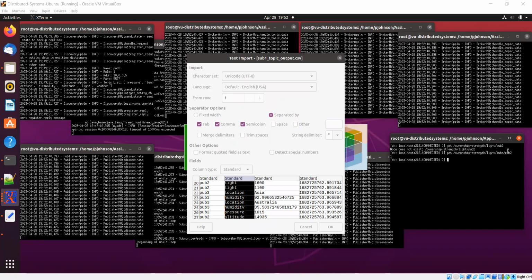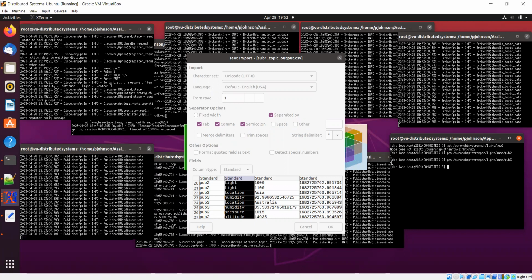So if we get the ownership strength for Publisher 2 for light, then it has ownership strength 1. If we look at it for pub 3, it has ownership strength 2. And that's why basically the subscriber sees that Publisher 2 has a better ownership strength than Publisher 3. And that's why it only receives topics from that particular one.